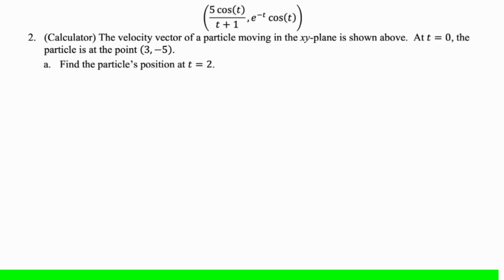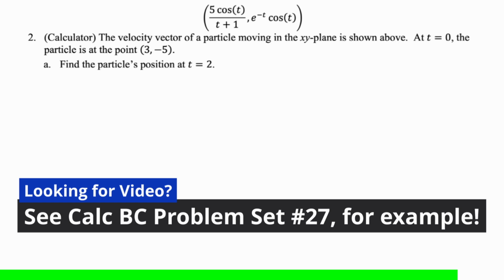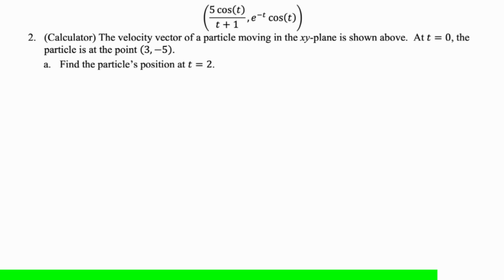This is a calculator question. I'm just going to show screenshots. I've done a lot of videos at this point where you can go back and watch me actually do the problems, or problems very similar. I'll try to remember to link to those below. Let's take a look. The velocity vector of a particle moving in the xy plane is shown above. At t equals 0, the particle is at the point (3, -5). We want to find the particle's position at t equals 2.